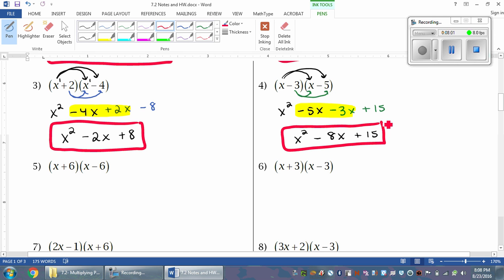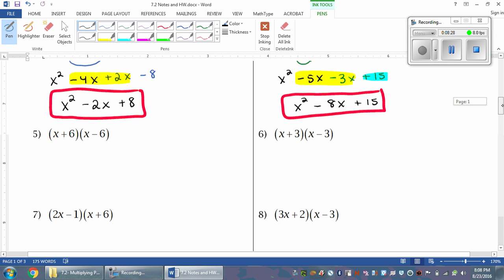Alright, the final answer after multiplying is x squared minus 8x plus 15. I got that by saying x times x is x squared. X times negative 5, negative 5x. Then I'm going to distribute the negative 3. Negative 3 times x, negative 3x. Be careful, this is a negative 3 times negative 5, which is a positive 15. Combine my two middle terms.